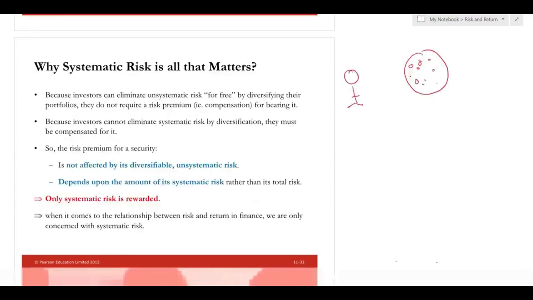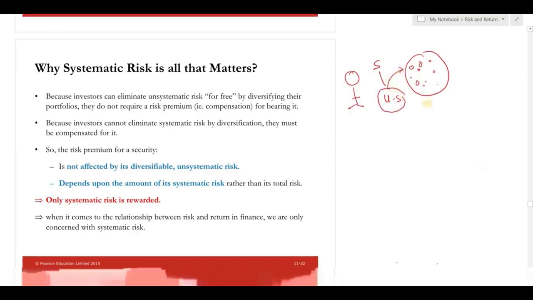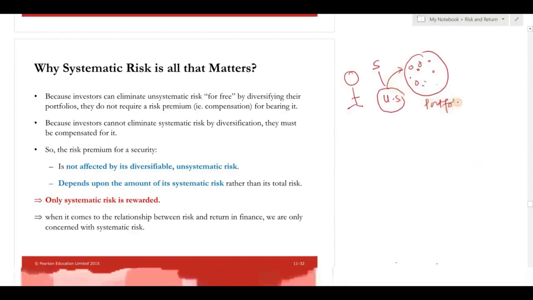So the next question is why systematic risk is all that matters. As we know, out of the two types of risk, unsystematic risk is the risk that can be diversified. So if an investor is facing two types of risk, systematic as well as unsystematic risk, he can diversify the unsystematic risk by making a portfolio. When a portfolio is made, we assume that the unsystematic risk is 100% diversified and equal to zero. So the only risk that is left is systematic risk.